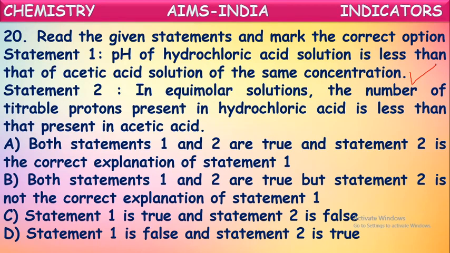Is it true? No. Hydrochloric acid is a stronger acid, meaning it can produce more H plus ions than acetic acid. We know acetic acid is one of the weak acids. It produces a lower concentration of H plus ions or protons. So it is given in the reverse way, so it is a wrong statement. Now which will be the correct answer? Statement 1 is correct, statement 2 is false. Okay. Next one.